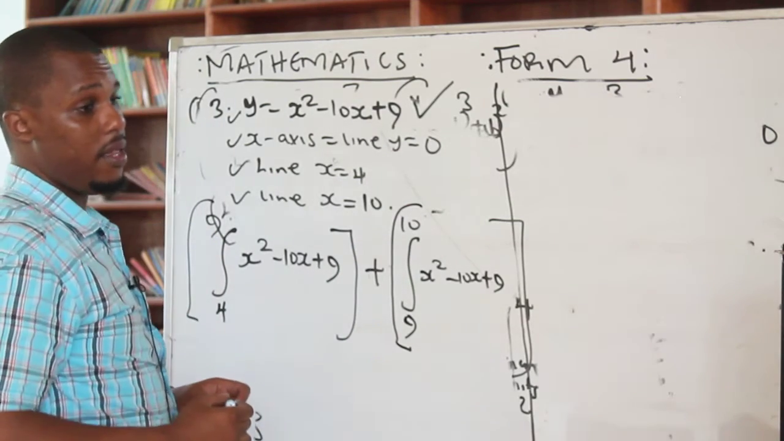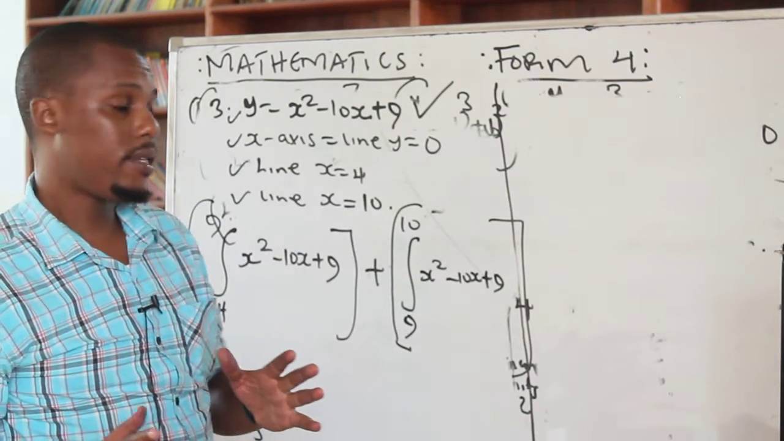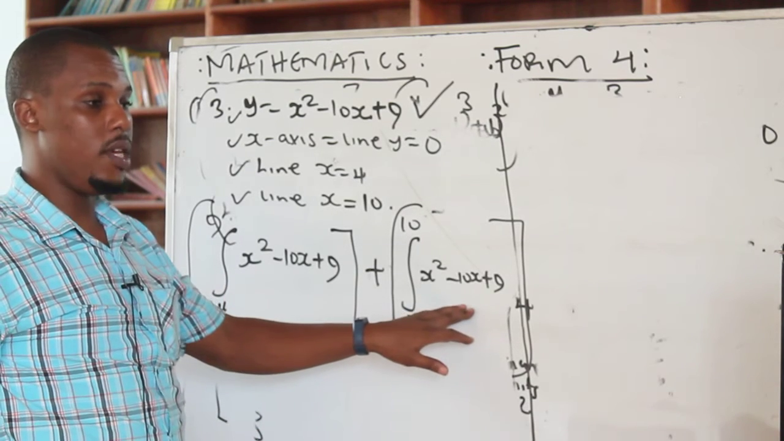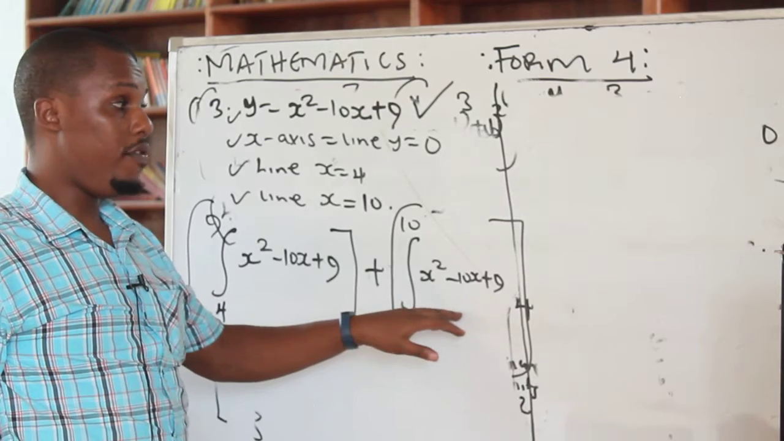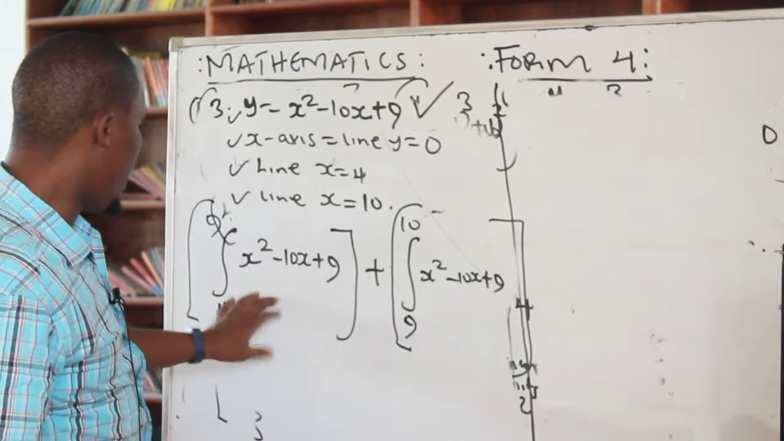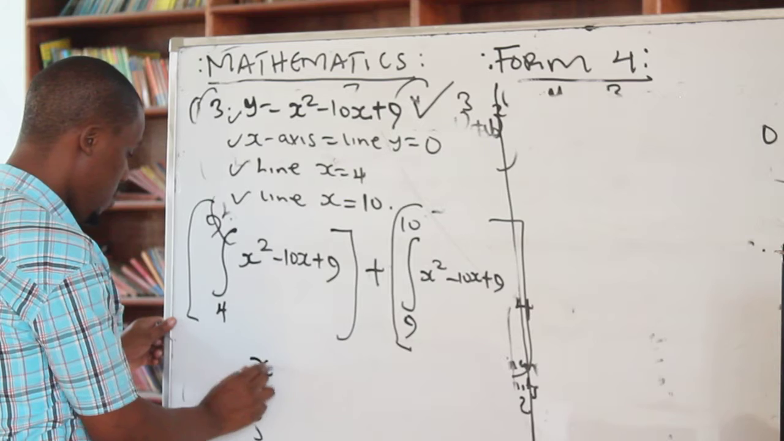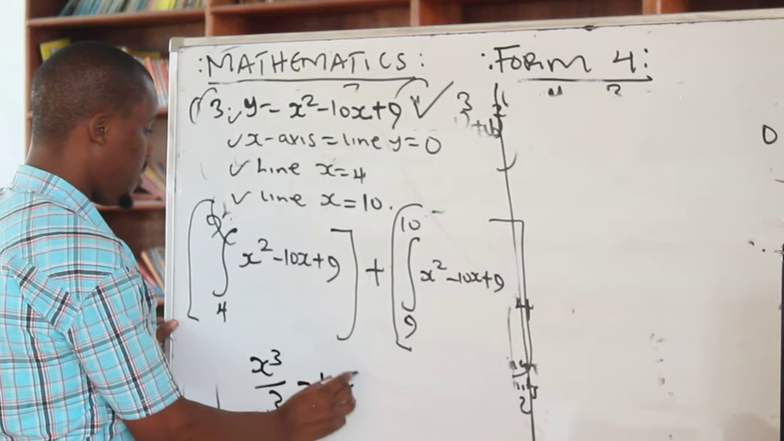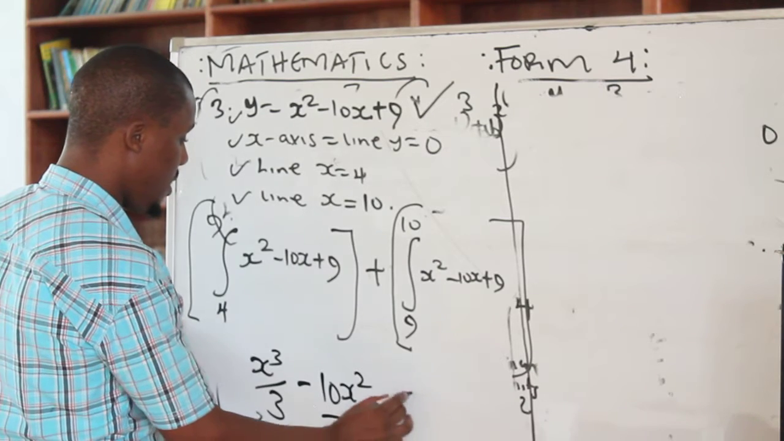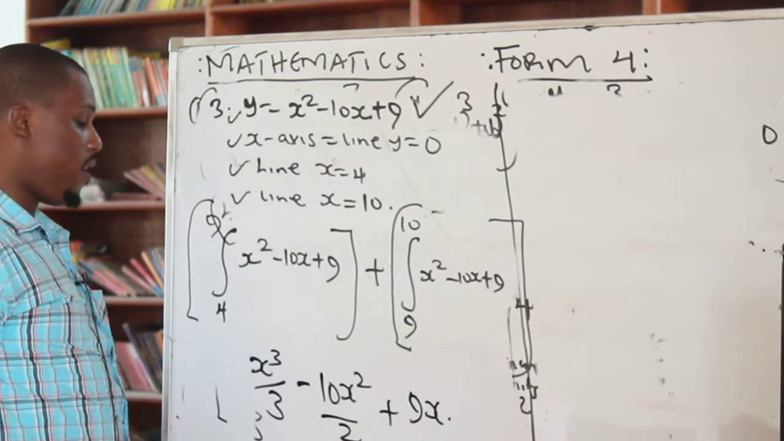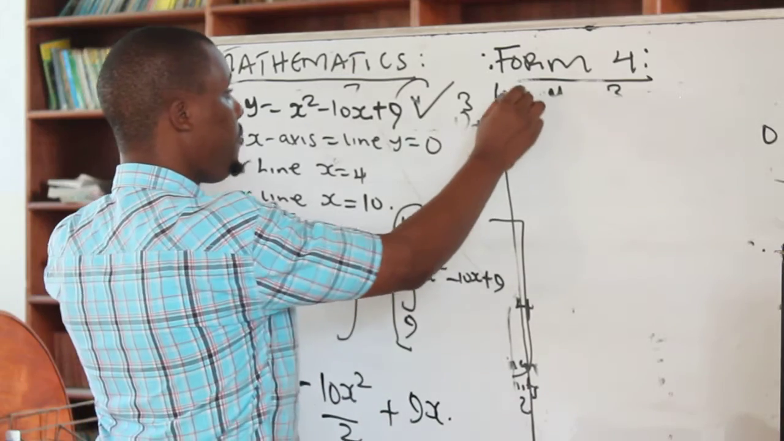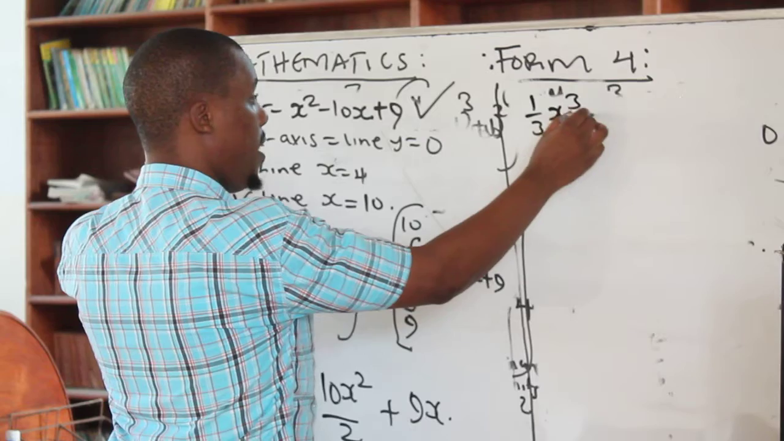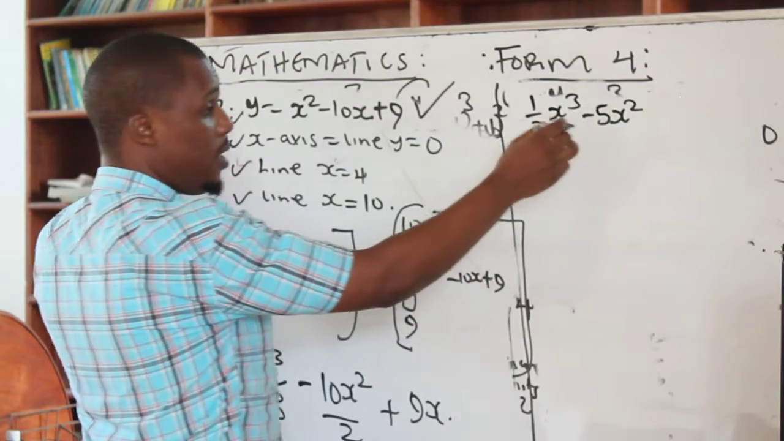When you see that your region is on two different parts, you need to be very keen when you're doing the integration. Of course, the integration is going to be the same, but now the two of them are going to be on different regions. So when you integrate this one, it's going to be x cubed. I hope now you have understood that concept. Then minus 10x squared over 2, then plus 9x. When you simplify this, it's going to be 1 over 3 x cubed, minus 5x squared, then plus 9x.